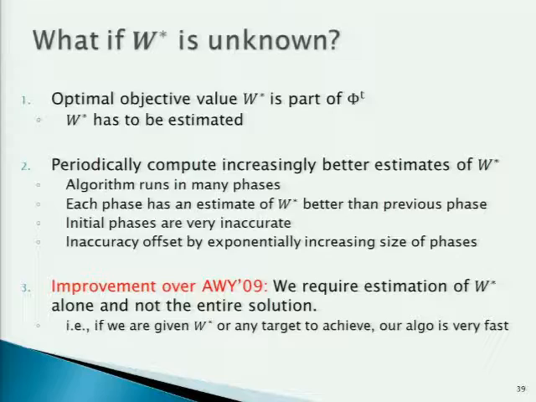Do you mean 1 minus epsilon or constant? 1 minus epsilon. Without knowledge of W star. The fact that you lose along the way, you don't lose a constant here. We don't lose a constant because there is an exponentially increasing size of phases. So it's the initial phase of size k, then it becomes twice that, then twice that again, and so on.